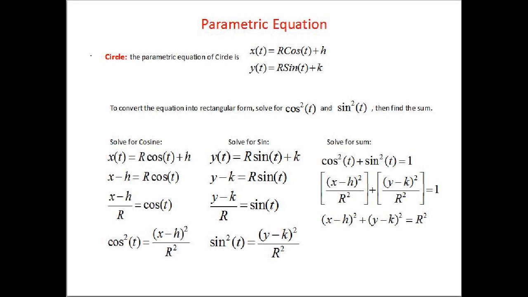Adding them both together, that gives us cosine squared t plus sine squared t is equal to x minus h squared over r squared plus y minus k squared over r squared. The Pythagorean identity states that cosine squared t plus sine squared t is equal to 1. And now we multiply r squared out to both sides, and that gives us x minus h squared plus y minus k squared is equal to r squared.